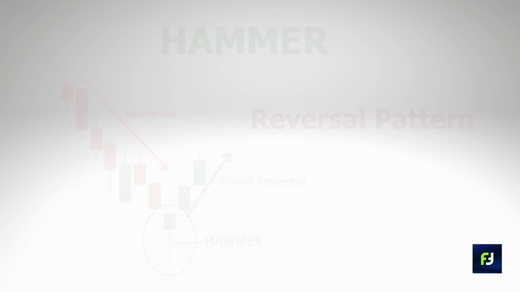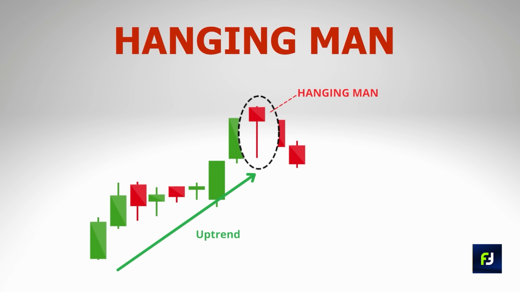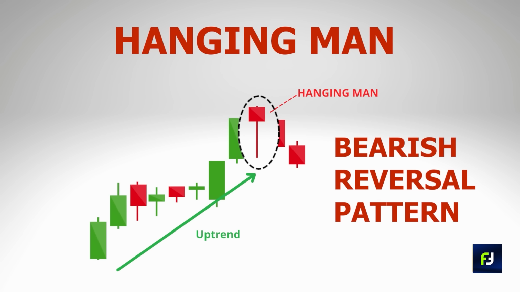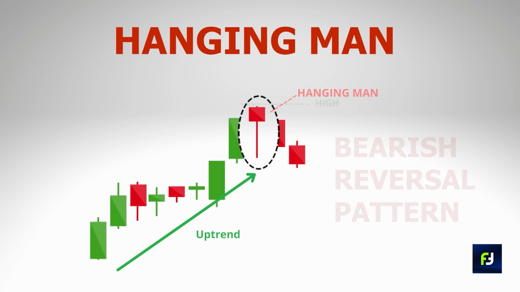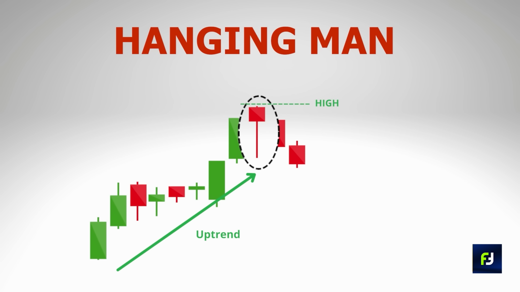Now moving on to the hanging man. A pin bar is said to be a hanging man when it appears at the top of a trend. Similar to the hammer pattern, the hanging man is also a reversal pattern, except that it is a bearish reversal pattern. A hanging man signals the market high. Here's how you should visualize the hanging man pattern.